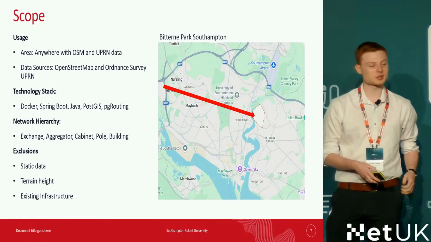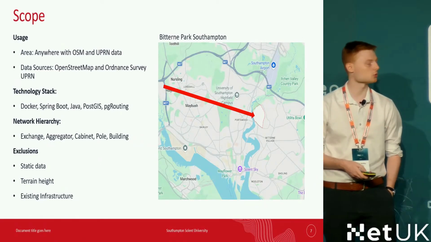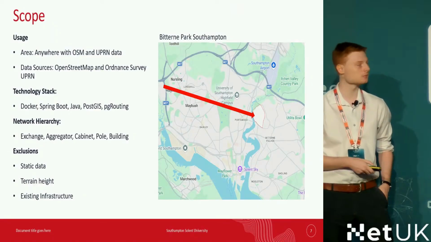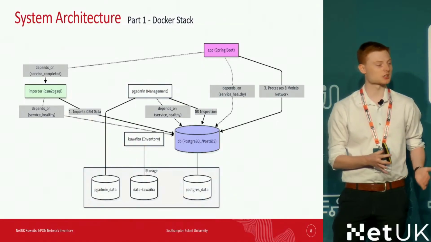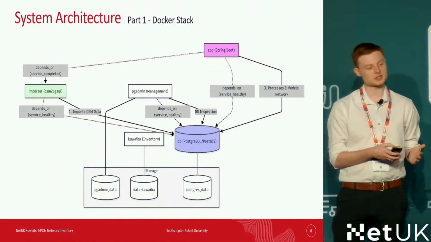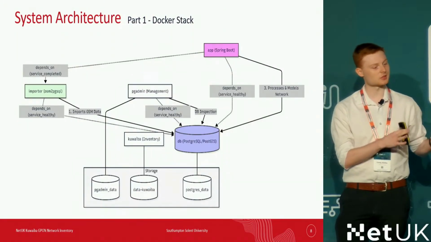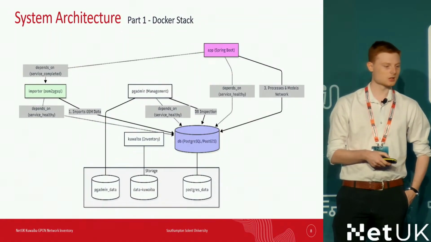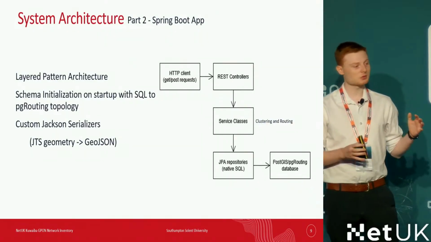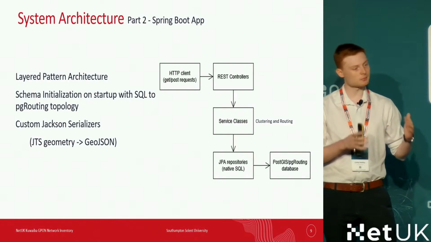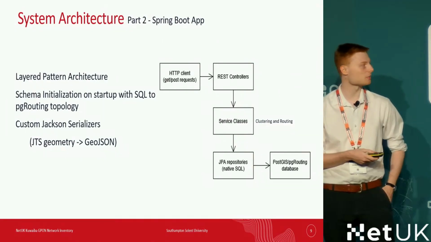We did have to exclude a few things. For example, we assumed that there was no infrastructure before which we could use, and we also assumed the network was completely flat. So the whole application itself is contained within a Docker stack. We first import the data within a container, and then all the data relevant is linked to UPRNs. We use a Spring Boot application for this, and the data is imported, and then it's put into the schema, which is initialized on startup.